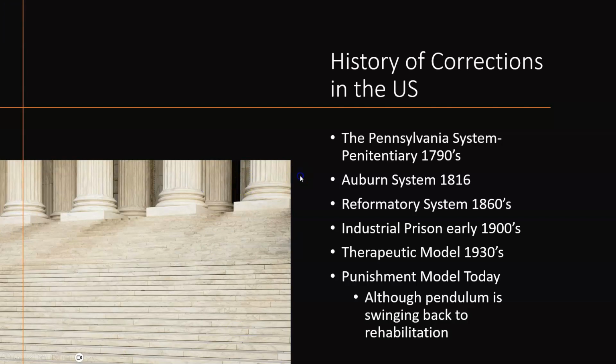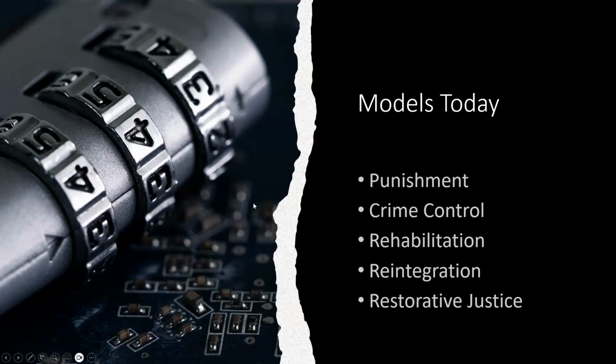All right, and then models today. These are basically the concepts or models or goals of the correction system. Punishment has always been one of the goals of corrections. It's also crime control, so making sure that people do not continue to commit crime.